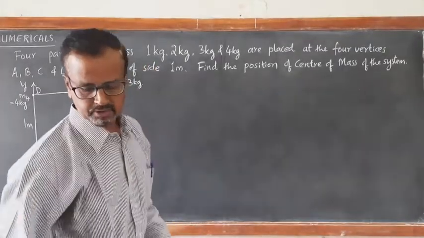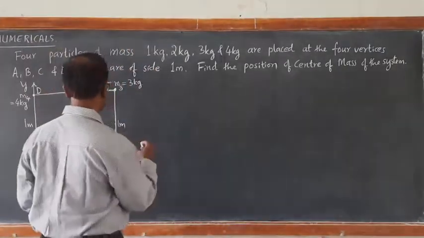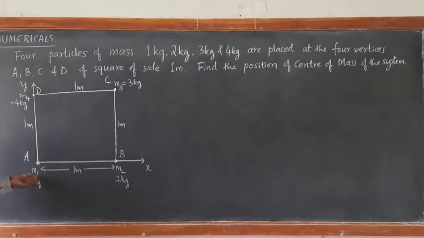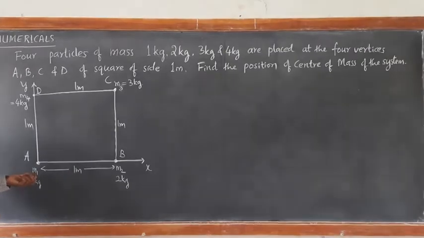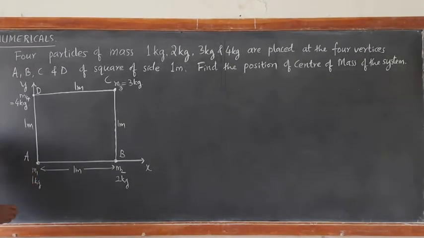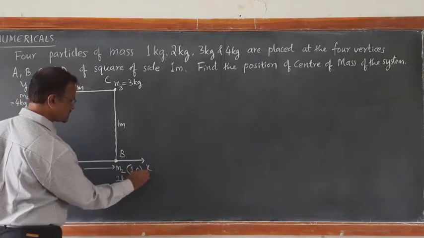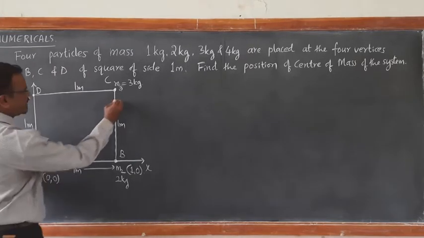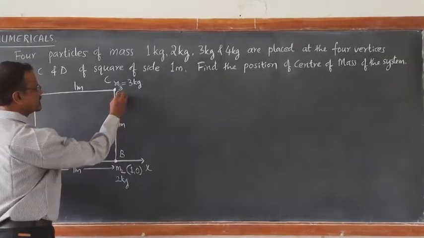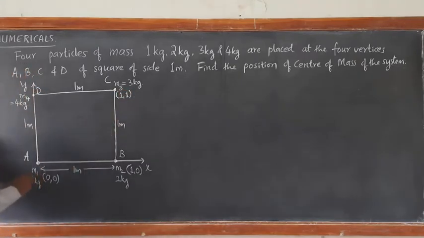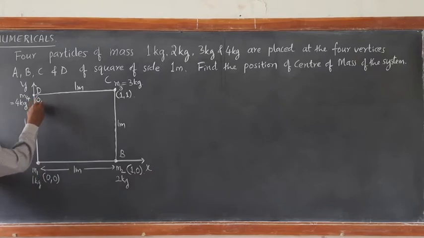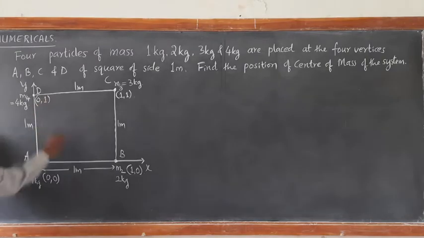Again, we have to go by the same procedure. So first find out the coordinates of these particles. Let us choose M1 to be at the origin. If you take M1 at the origin, then the coordinates become 0, 0, and M2 will be at 1 meter, 0, because the y coordinate will be 0. M3 will be at 1 meter for x, and the y coordinate will be 1 meter, and M4 will have x coordinate 0 and y coordinate 1. So this is how we get the coordinates.